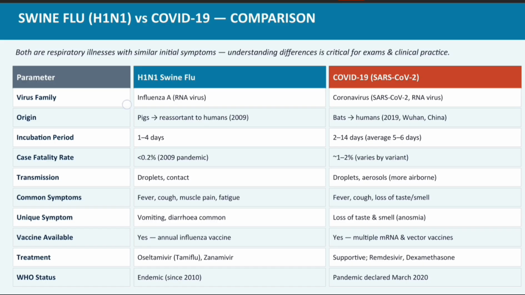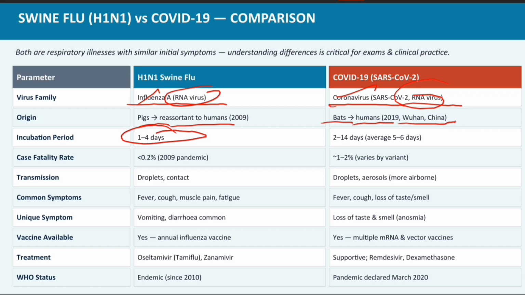Swine flu is caused by the influenza A RNA virus, and COVID-19 by the coronavirus, SARS-CoV-2, also an RNA virus. Influenza spreads from pigs to humans. The coronavirus spread from bats to humans in 2019 in Wuhan, China. The incubation period is 1 to 14 days for swine flu and 2 to 14 days for COVID-19, average 5 to 6 days.